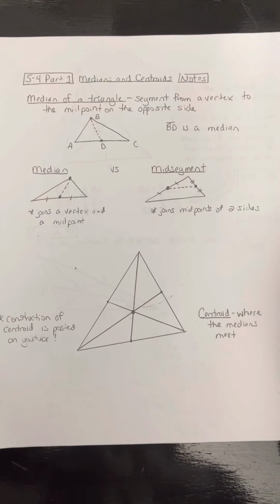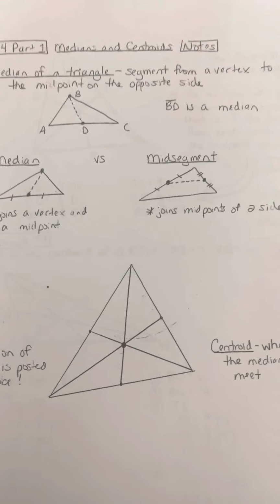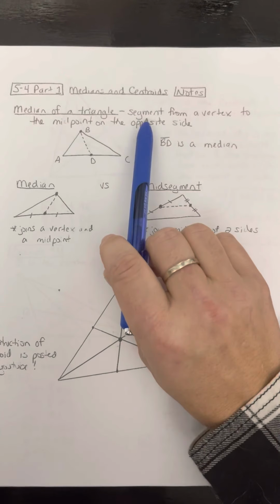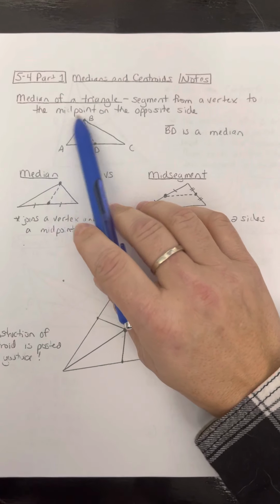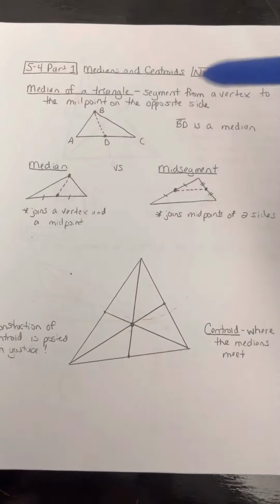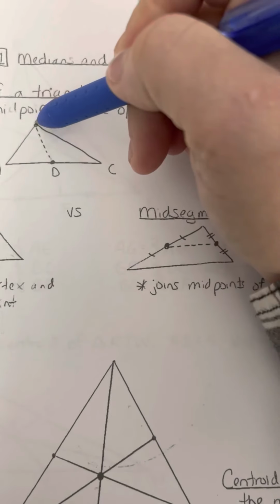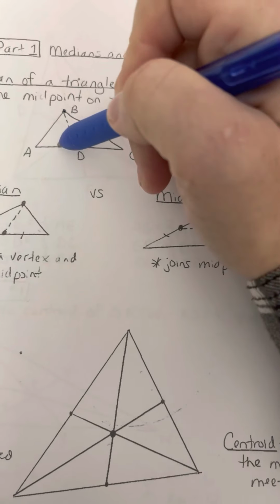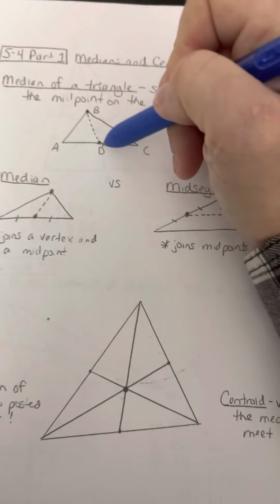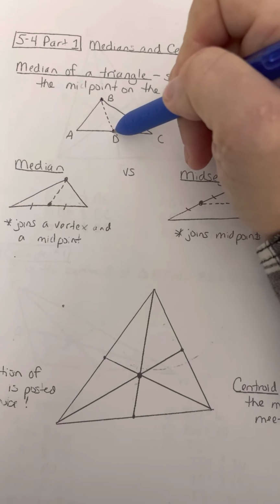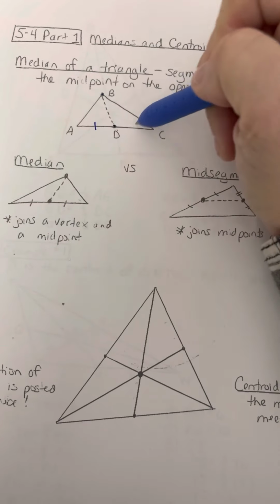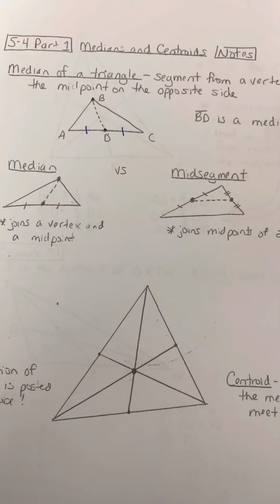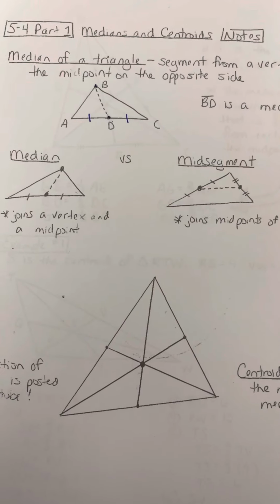So for this section, we need to talk about medians. A median is the segment from a vertex to the midpoint on the opposite side. Looking at my picture, it starts at a vertex and goes to the midpoint on the opposite side. If I call BD a median, that means D is a midpoint, which means AD and DC are the same.